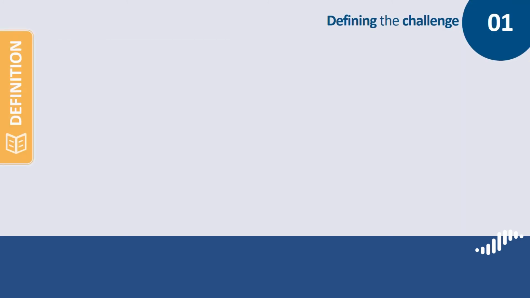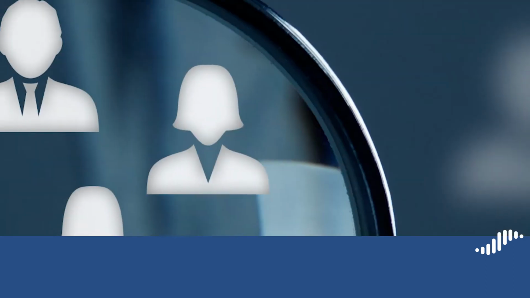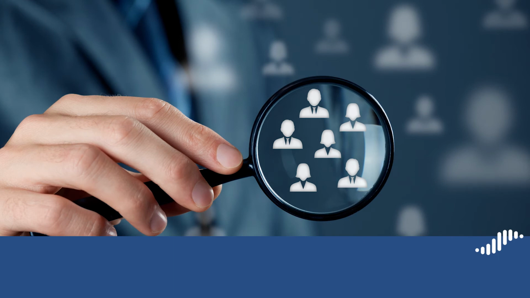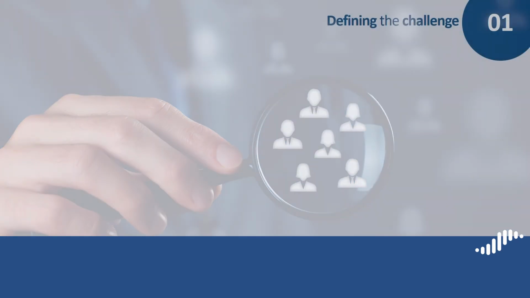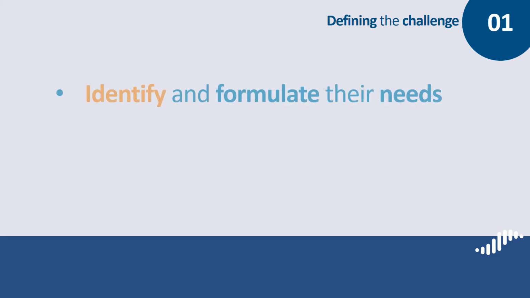Then you should define the organizations that are affected by the challenge and have the competence or mandate to influence it. In our program, we call these institutions target groups. The program aims to enhance the institutional capacities of the target groups to address existing problems and challenges and improve a given situation in the Baltic Sea region. Consider why your target groups would be interested in taking part in your potential project and confirm it with them. In other words, identify and formulate their needs.